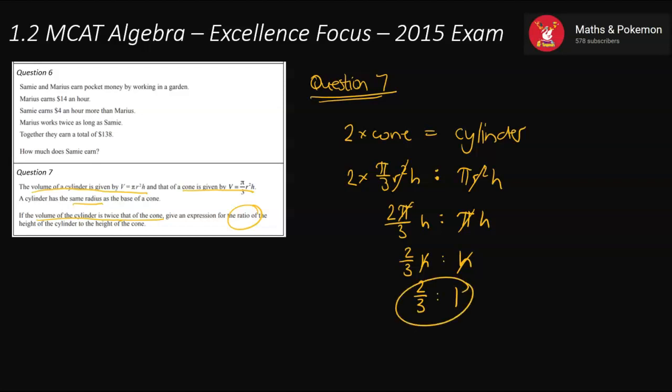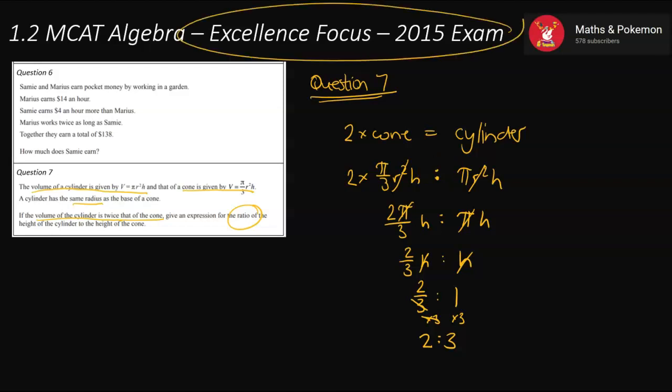We've got a bit of a fraction, so we're just going to simplify it a little bit more. I'm going to times this side by 3, times that side by 3, which means these cancel each other out, leaving 2 to 3. So that means for the height of the cone, for every 2 units, the height of the cylinder should be 3 units. So, bit of a weird question. We've used some equation skills, but certainly in a ratio setting. So that wraps up all of the excellence questions from that 2015 exam.